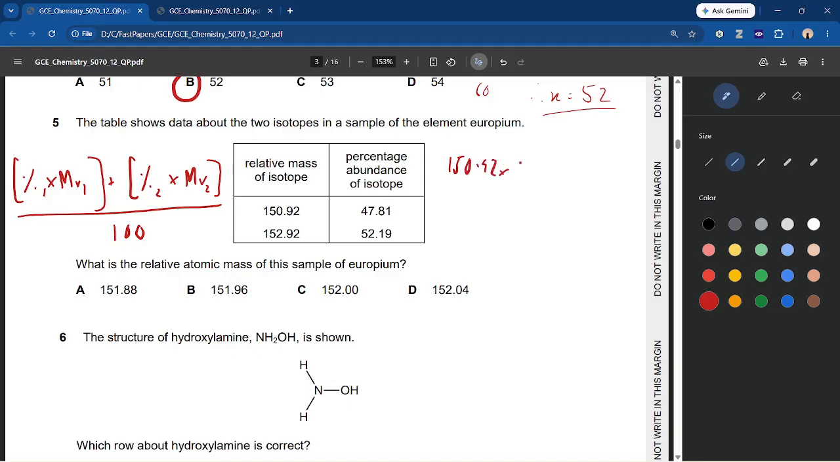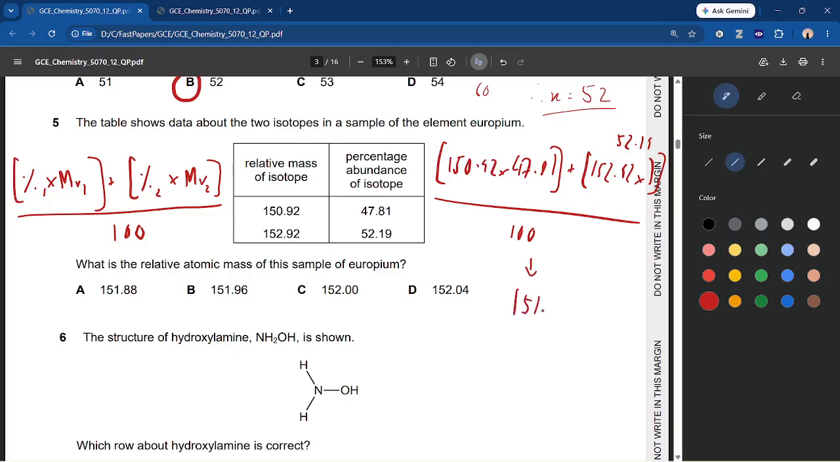So this will be 150.92 times 47.81 plus 152.92 into 52.19, and then you divide this by 100, and doing the math you should get 151.9638. And if you look at our options, we have one that's 151.96, and that's your answer.